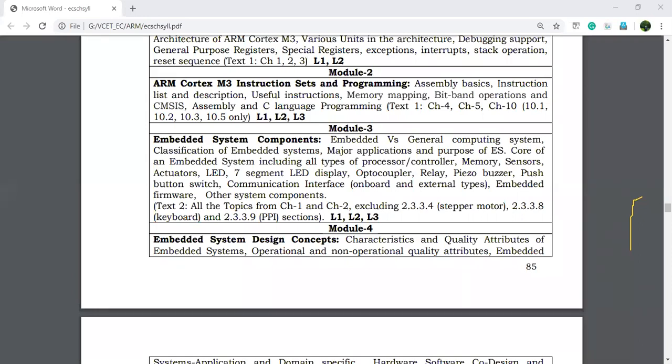An embedded system is nothing but an electronic or electromechanical system which is designed to perform a specific function, and it is a combination of both hardware as well as firmware, right? So you can observe the keywords here. It is electronic or electromechanical. It can be an electronic system, or it can be an electromechanical system.